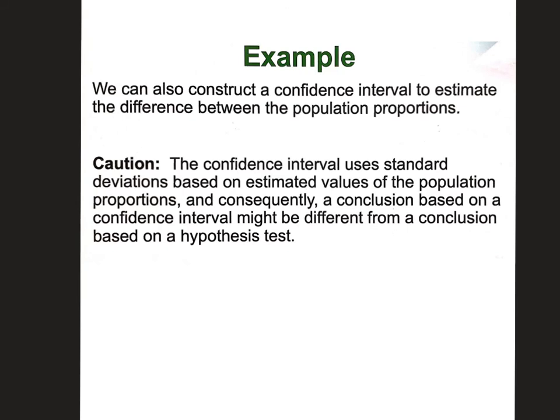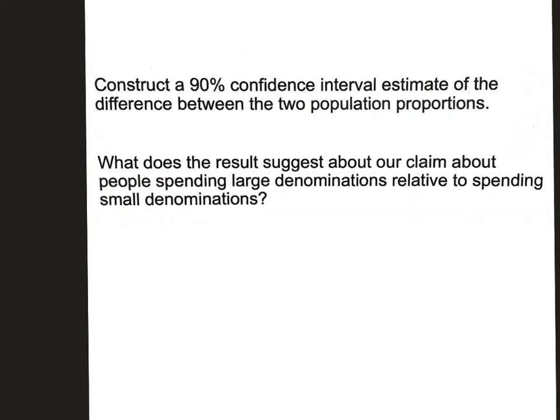We can also construct a confidence interval to do this kind of problem, and that's what we're about to do right here. One word of caution: the confidence interval uses standard deviations based on estimated values of the proportions, so the confidence interval might be a little bit different from the hypothesis test, which is what we found out last chapter. Let me show you one real quick and we're done. All right, construct a 90% confidence interval estimate of the difference between the two population proportions. Okay, so what does the result suggest about our claim about people spending large denominations versus small denominations?